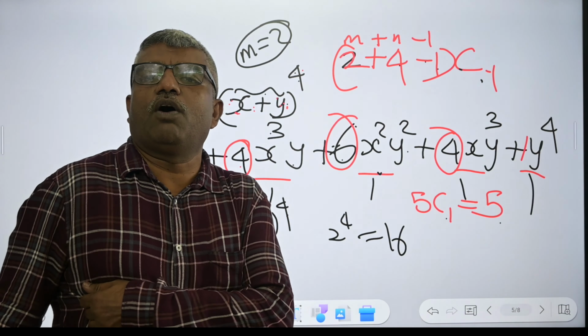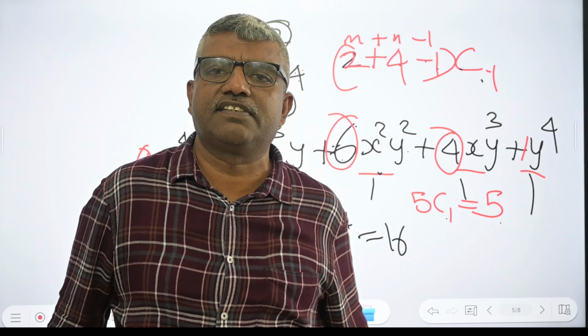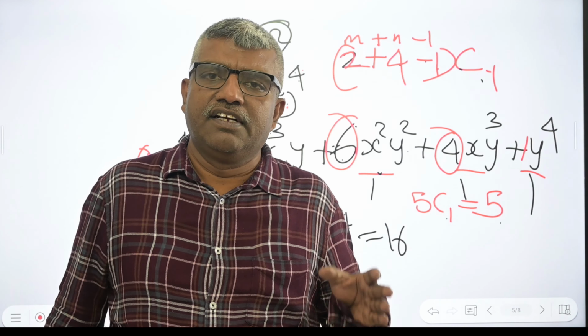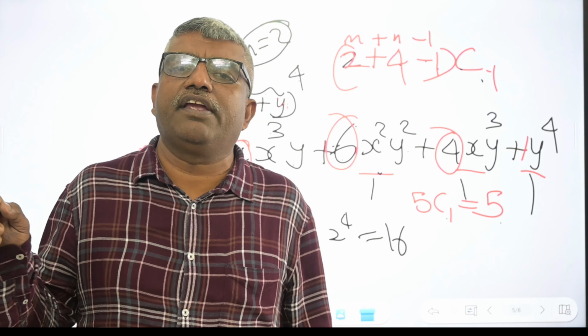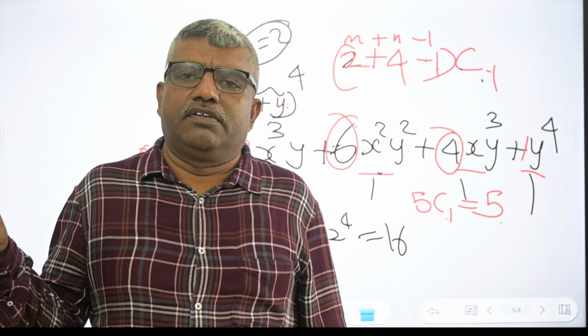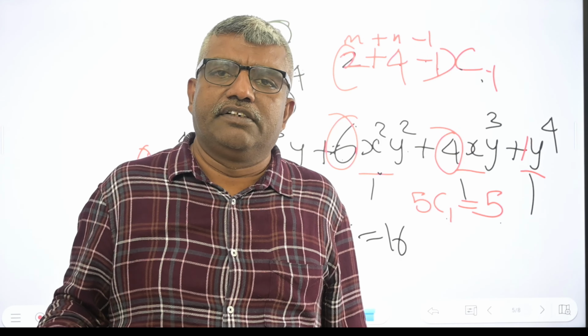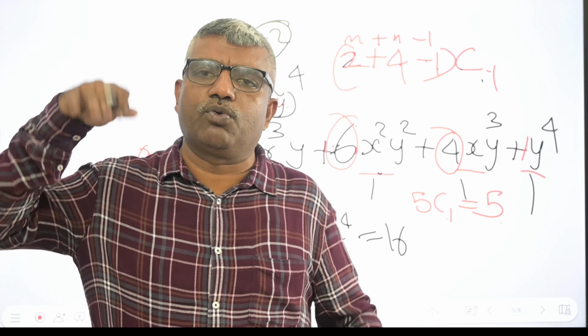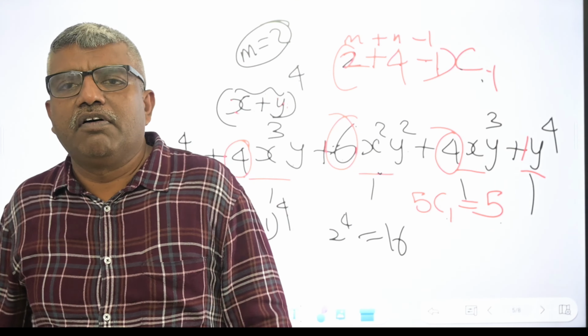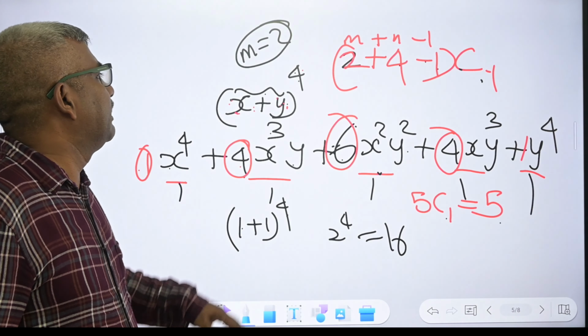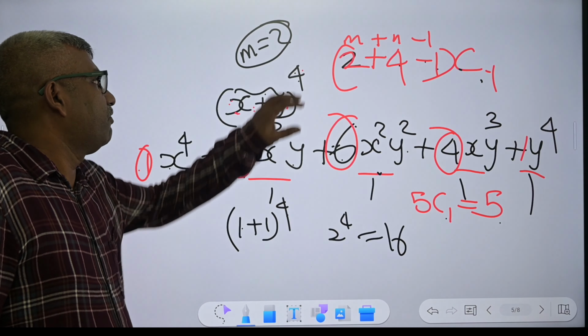Got it? So how to find the sum of the coefficients in the expansion? Just put x, y, all the variables, equal to 1. Then add all the terms, then raise it to the power of the n value.